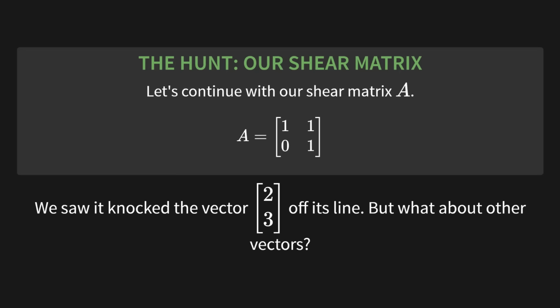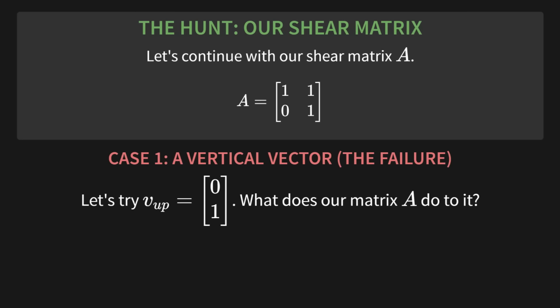The hunt begins with our shear matrix, A. It's the matrix [[1, 1], [0, 1]]. We saw it knocked the vector [2, 3] completely off its line. But what about other vectors? Let's see if we can find one that holds its ground. Let's try our first case. We'll call this one the failure. We'll test a vertical vector, v up, which is the vector [0, 1]. What does our matrix A do to it?